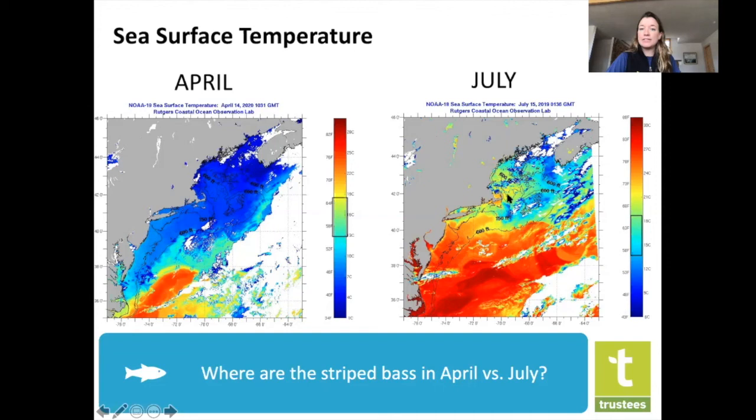Let's look at our colors up in here, especially as we get around Martha's Vineyard and Nantucket and Cape Cod. Up in this range is where we are starting to see the striped bass. So this temperature change is more or less pushing them further north. As the water gets warmer, that is their trigger to head north in the summer months.